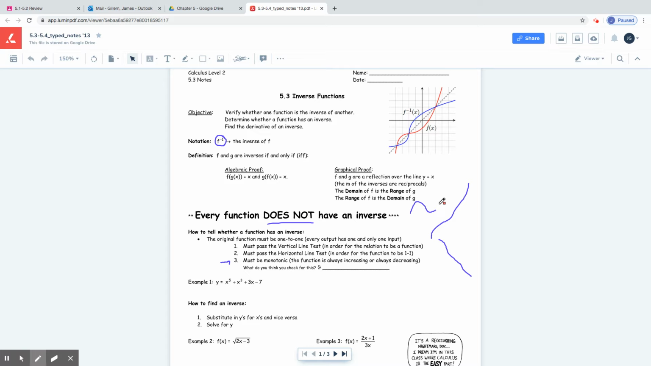It can't be like this, because this isn't always increasing or always decreasing. It's increasing there, then decreasing, then increasing. This would not have an inverse, also because it doesn't pass the horizontal line test.